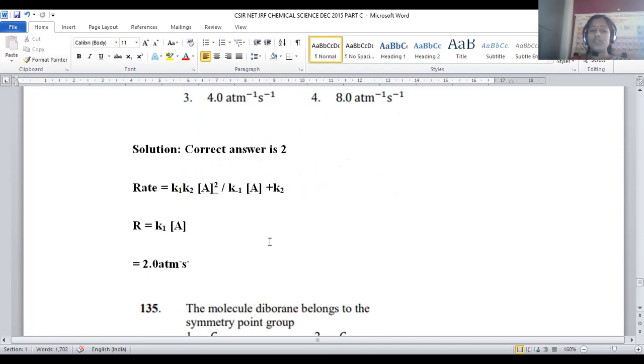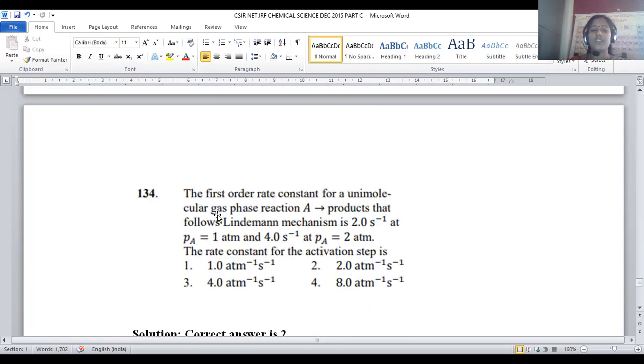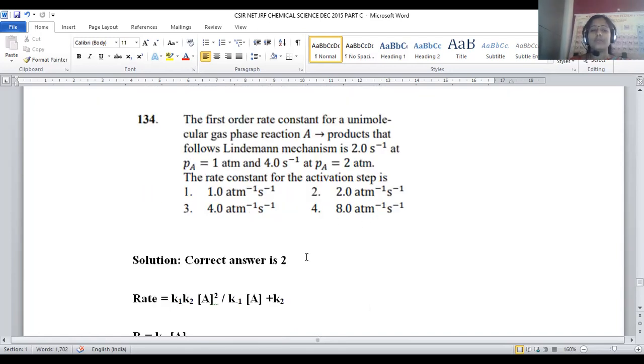If we compensate all the equal terms, the rate is equal to K1 into A concentration. K1 into A concentration is given as 2.0 atmosphere inverse second inverse. If we substitute the value, we will get 2.0 atmosphere inverse second inverse. That is given in option number 2. For question number 134, option number 2 is the correct answer.